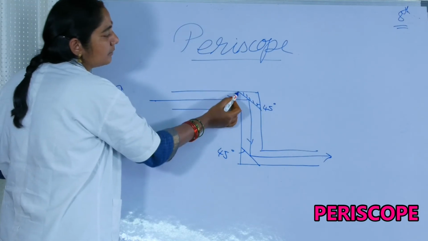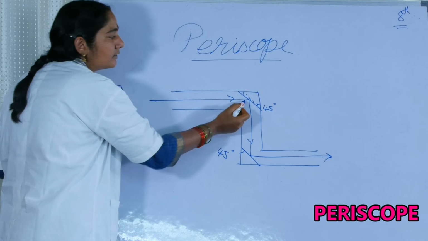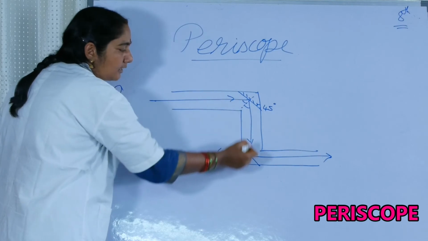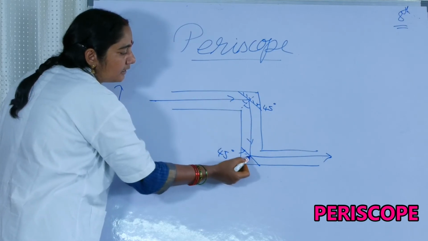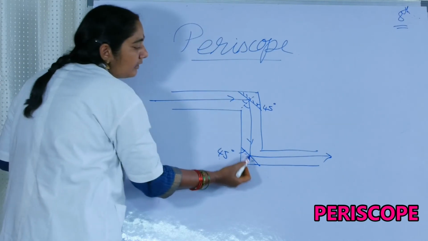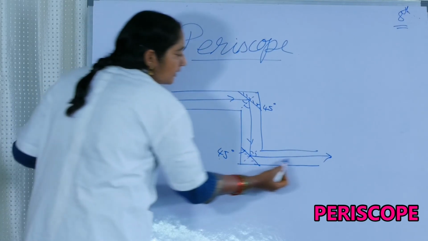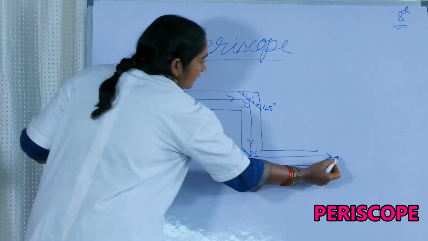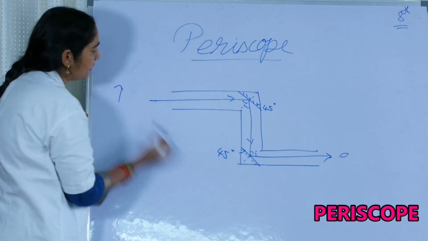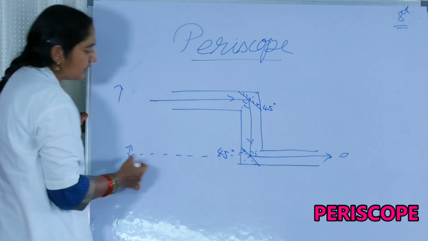This mirror is placed at an angle of 45 degrees. Because of this, with the normal, the angle of incidence equals the angle of reflection, so the light goes straight. Again it is incident here on another plane mirror, which is also placed at an angle of 45 degrees. So my dear friends, again following the same rule, the light reaches your eye. Here you feel that the object is coming from this point.